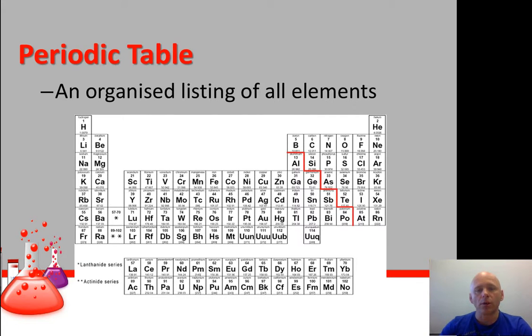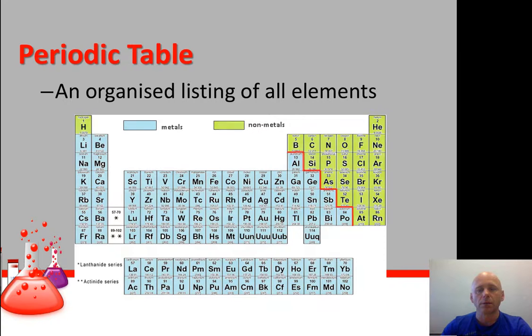Alright, over along this side here you can see a staircase line. This divides the metals from the non-metals. Okay, and I've just colored them in. The pale green are the non-metals and the blue are the metals. You'll notice hydrogen up at the top corner here. Okay, it's considered a non-metal, but it still falls on that side of the periodic table.